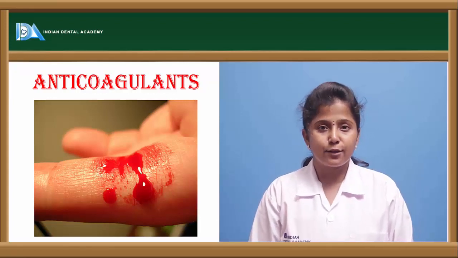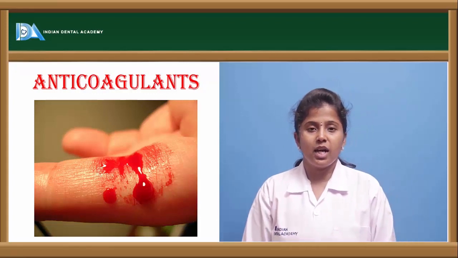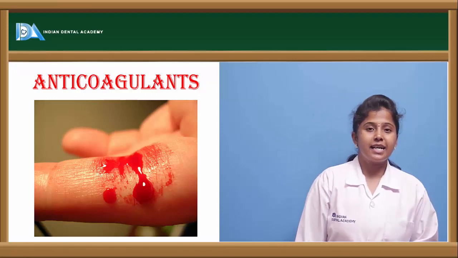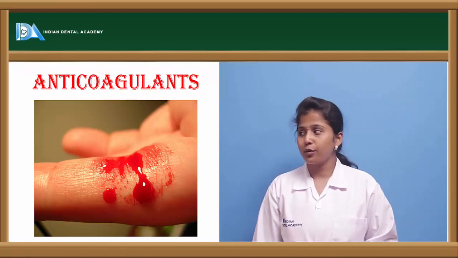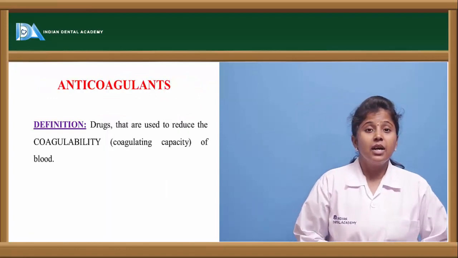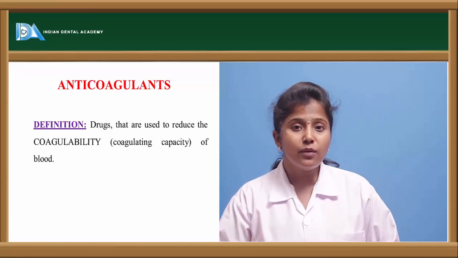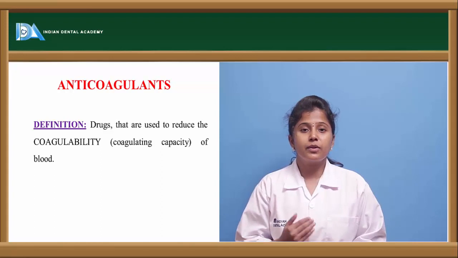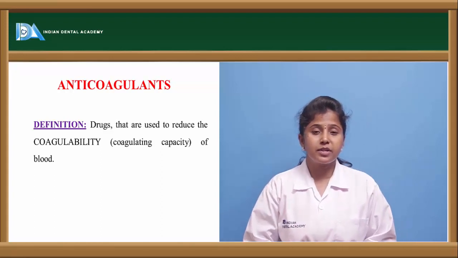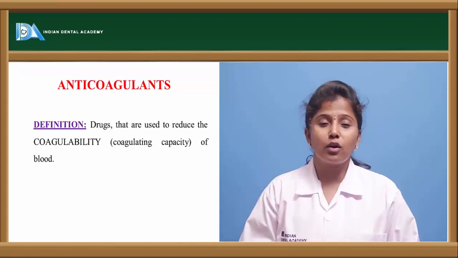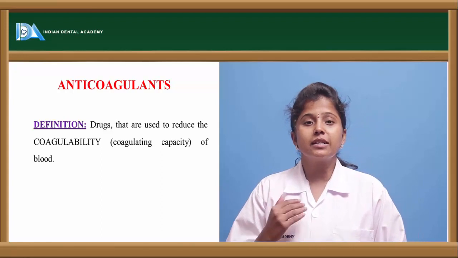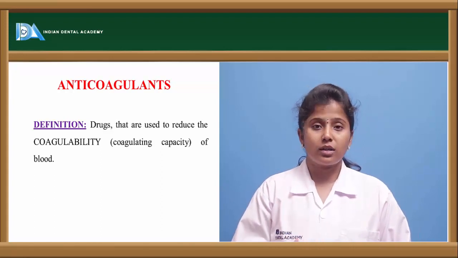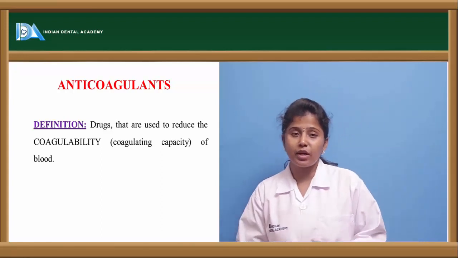We will see the other class of drugs called anticoagulants. The name itself indicates they are acting against coagulation. Anticoagulants are the drugs which reduce the coagulation capacity of the blood. The blood has platelets or thrombocytes, which cause clot formation. So it is reducing the platelets' ability to clot, reducing the clotting capacity of the blood.